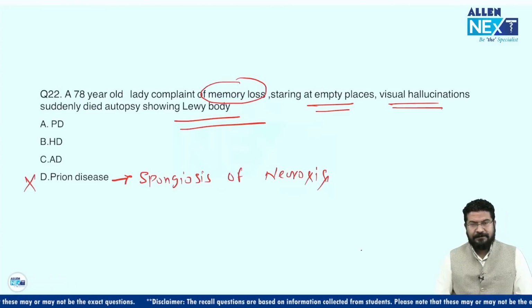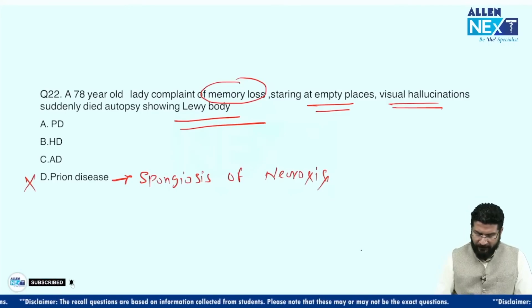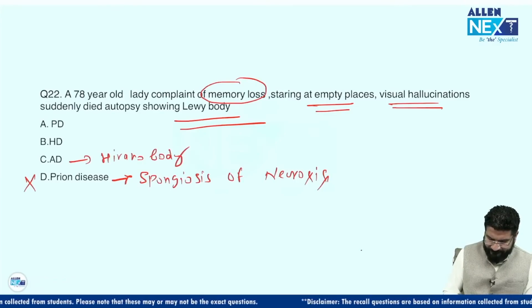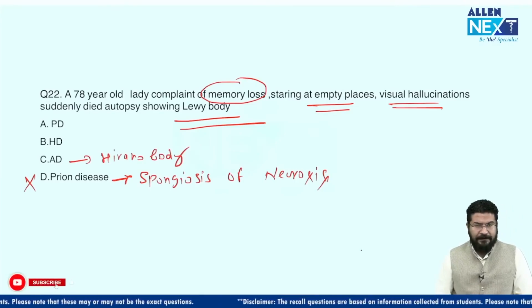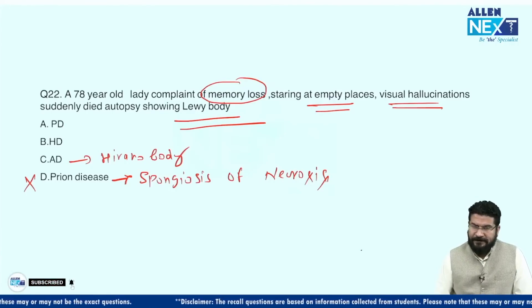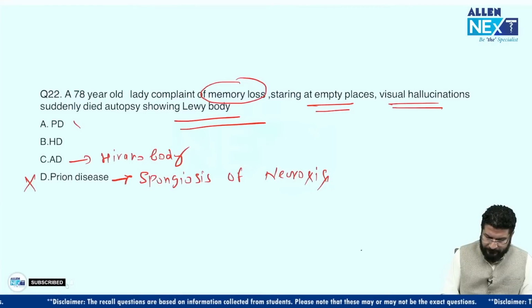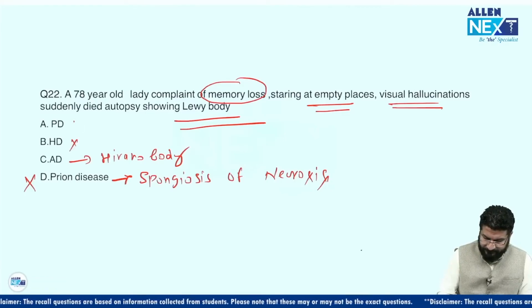Alzheimer disease. In Alzheimer disease, you will get memory loss. Yes. Hallucination, unlikely. Lewy bodies, no. Instead of Lewy body, we get Hirano body, not Lewy body. Huntington disease. Do we get memory loss? Yes, we can get. Can we get hallucination? Yes. Lewy bodies, again, no. So Huntington disease is not the answer.